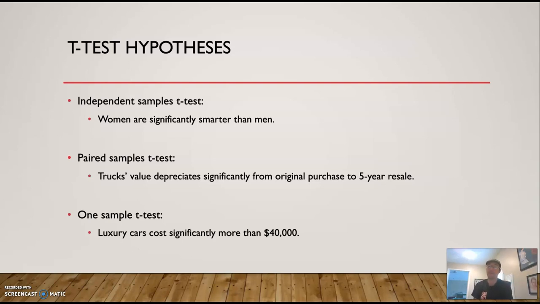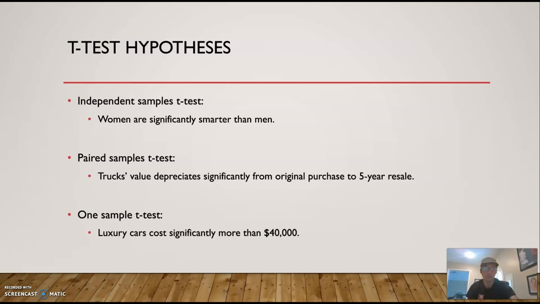Last one here, one sample t-test. This is going to be comparing a sample, right? So this is me with a small sample, compared to a larger population. Right? So obviously, sticking to the cars theme, there are any number of cars out there that you might buy. And luxury cars, you have your choice. There's a lot of them. What I'm saying is luxury cars, as a subsample, cost significantly more than $40,000.